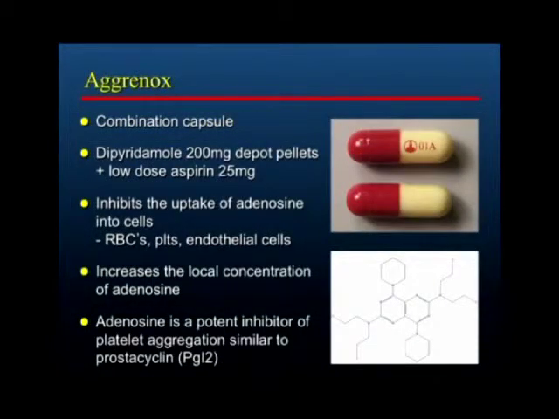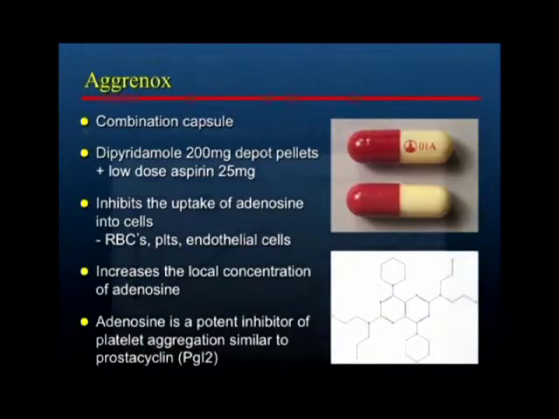We'll talk about Aggrenox. As I mentioned before, this is a combination capsule. It's a slow release or depot release of the dipyridamole. It's a BID, so twice a day medication, as well as the low dose of aspirin. It inhibits the uptake of adenosine. So basically, it leads to an increased concentration of adenosine, which does have some platelet inhibition effects similar to prostacyclin. There's a chemical structure for the pharmacologists in the room.